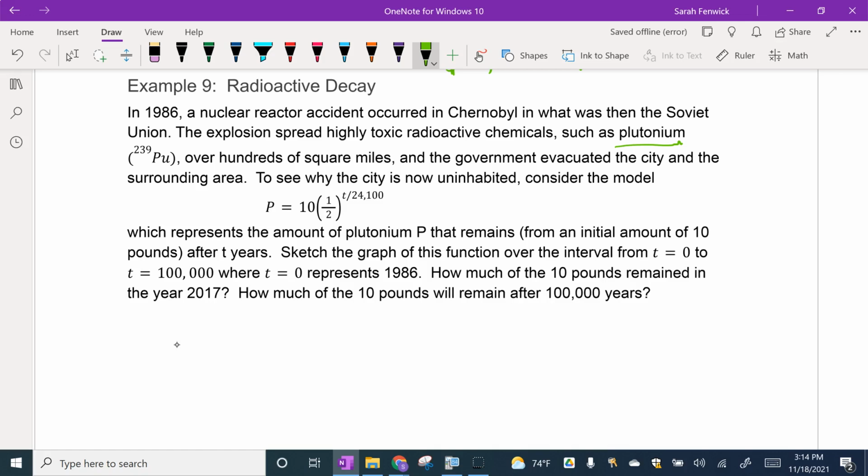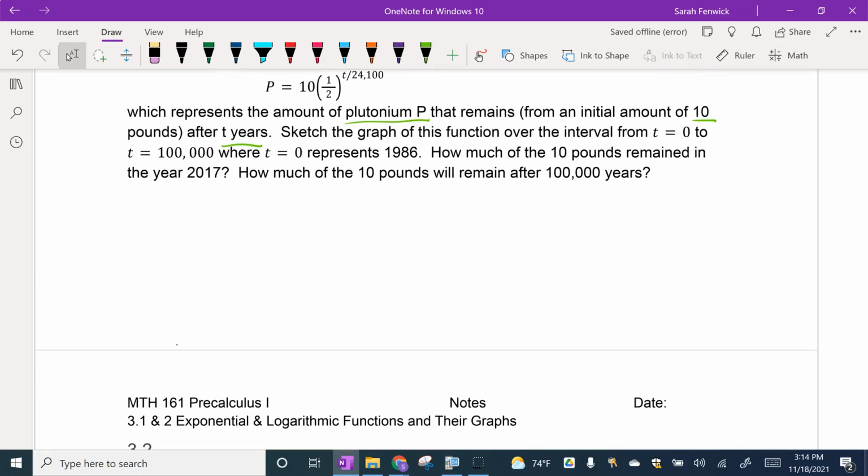So if we consider this formula, P equals 10 times 1/2 to the T over 24,100 power, which represents the amount of plutonium P that remains from an initial amount of 10 pounds after t years. It says to sketch the graph of this function over the interval from t equals 0 to t equals 100,000. Here's what you need to remember. We forget about this a lot. T equals 0 represents 1986. So t is the number of years since 1986. How much of the 10 pounds remained in the year 2017? How much of the 10 pounds will remain after 100,000 years?